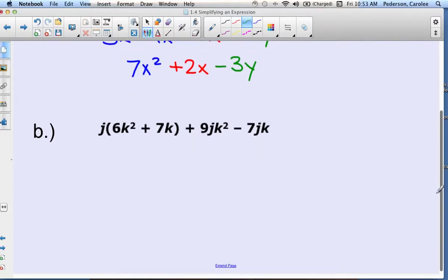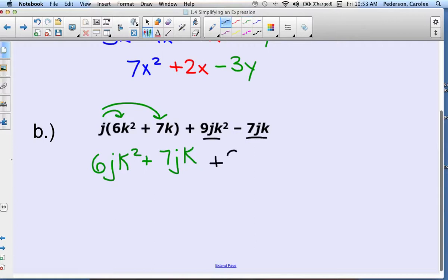This next example, we need to distribute the j through to both terms in that parentheses. That's called the distributive property. So we go 6jk squared plus 7jk. And then we still have these last two terms, plus 9jk squared and minus 7jk.